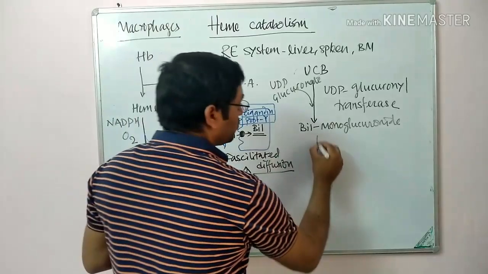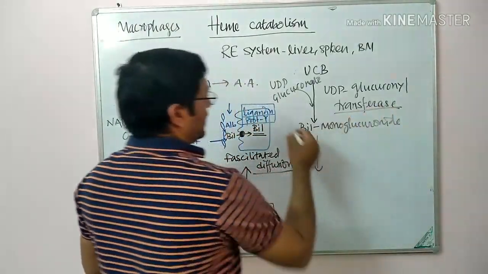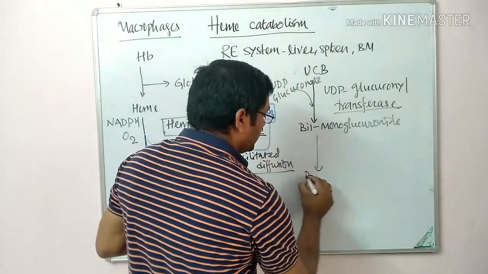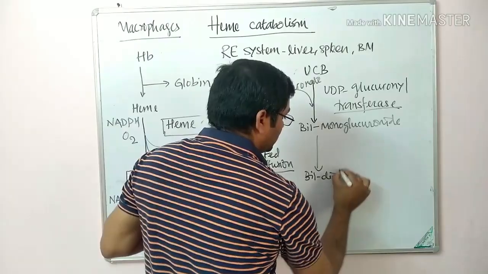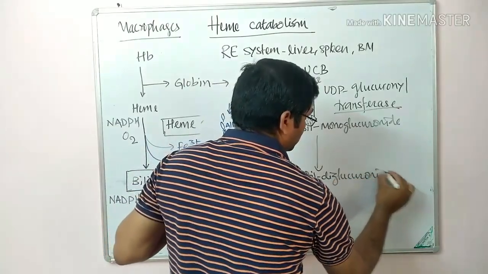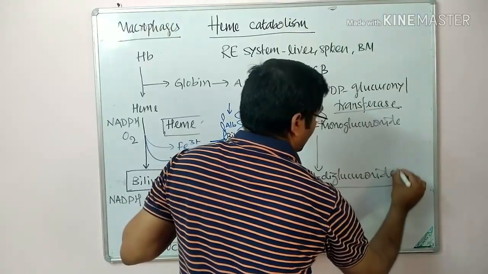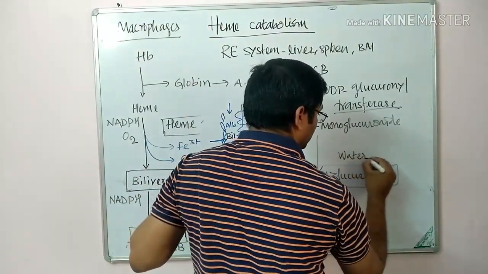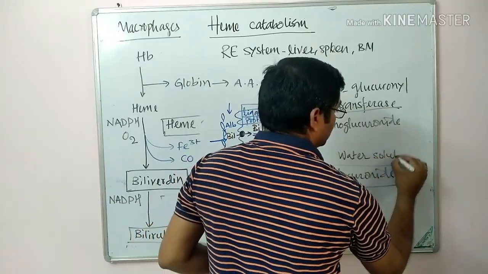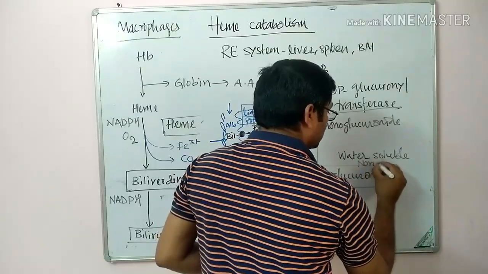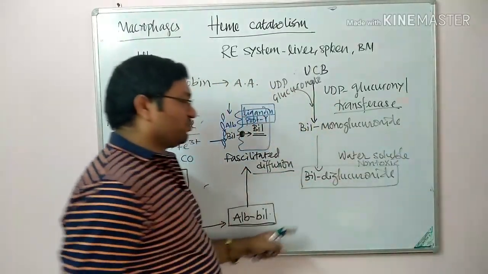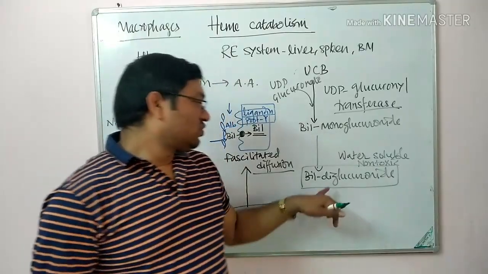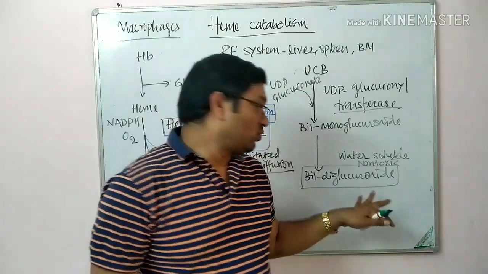Again, by the action of UDP glucuronyl transferase and another molecule of UDP glucuronate, this bilirubin monoglucuronide is converted into bilirubin diglucuronide. And this one is the water soluble, non-toxic bilirubin, and it can easily be excreted from the body. That's why it is known as conjugated bilirubin or direct bilirubin.